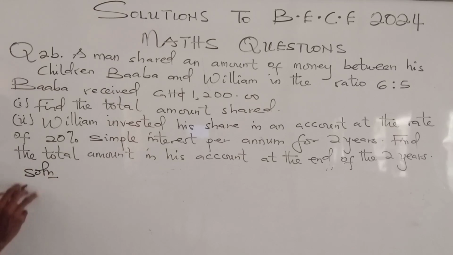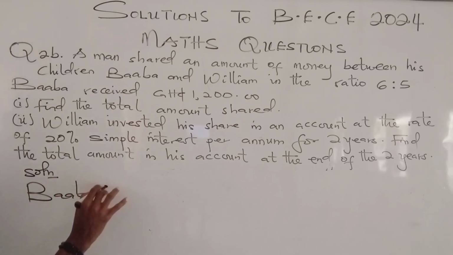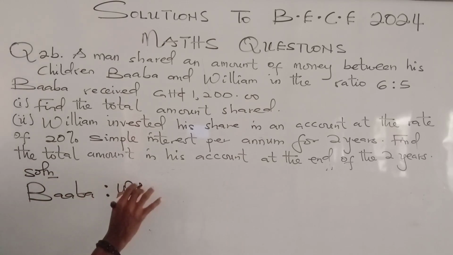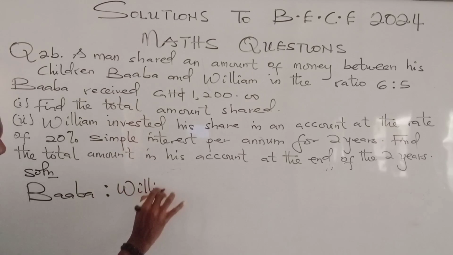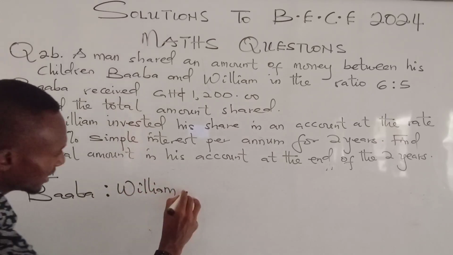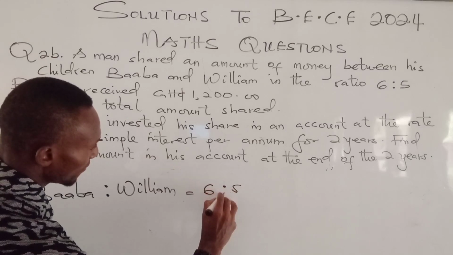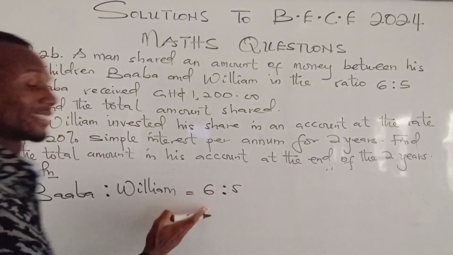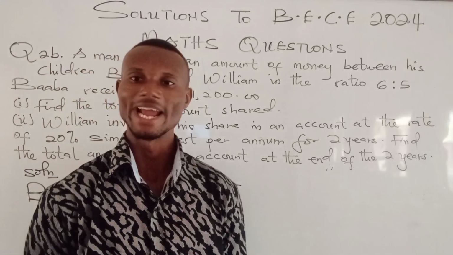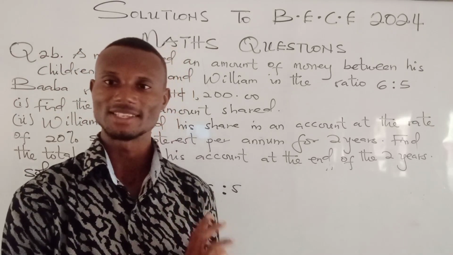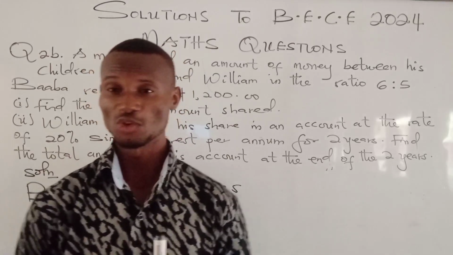Okay, so I'm going to write Baba is to William. I want to write down the ratio in which they share the money. So Baba is to William is given to be 6:5, which I've explained means the 6 represents the amount that Baba received, and the 5 represents the amount that William received.